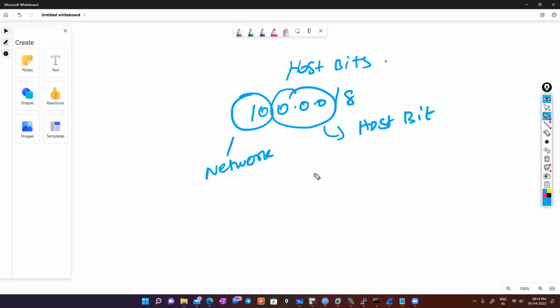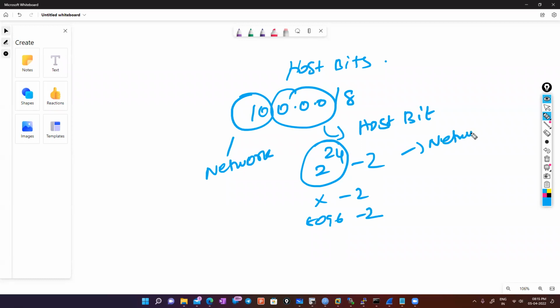So 2 to the power 24, minus 2. Why minus 2? Because if I calculate 2 to the power of 24, I get a value X, minus 2. Why? I'm not writing down this big number here; I will use a subnet calculator for it. But for 2 to the power 24, the value is some big number, minus 2, because of these 2 values: one for the network address and the other for the broadcast address.